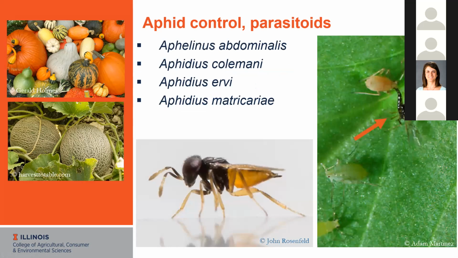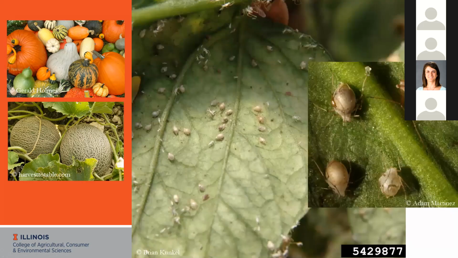And then in addition to that, for aphid control, you can also buy parasitoids. These are small wasps that lay their egg inside an aphid, and then the aphid dies when the wasp emerges from it. And in this picture on the right, you can see a parasitoid actually laying an egg in the aphid. I just listed a couple of species here for aphid control, but there are quite a few that are commercially available.